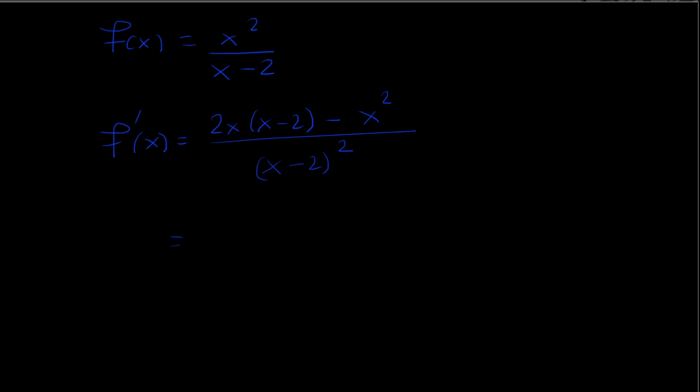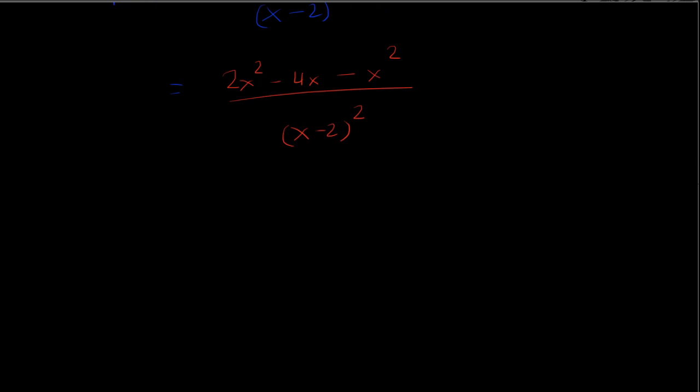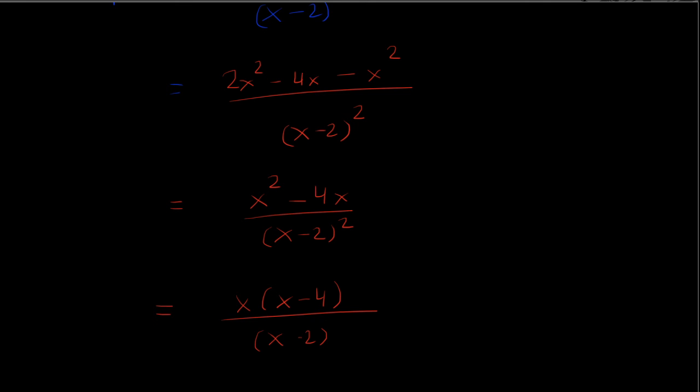Okay, so now we can do some simplifying. I'm going to distribute out the 2x. So I get 2x squared minus 4x, and then I'm going to subtract x squared. So 2x squared minus x squared is x squared, and then we have minus 4x over x minus 2 squared. I'm going to factor out an x from the top and be left with x times x minus 4 over x minus 2 squared. Finally, I'm happy with this form. Let's set it equal to 0.